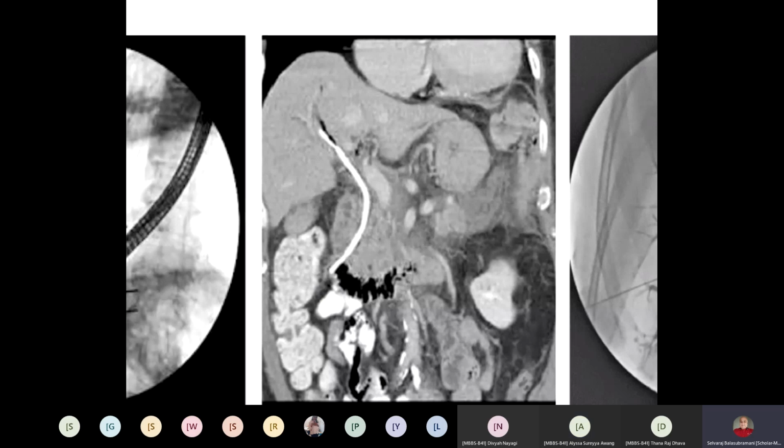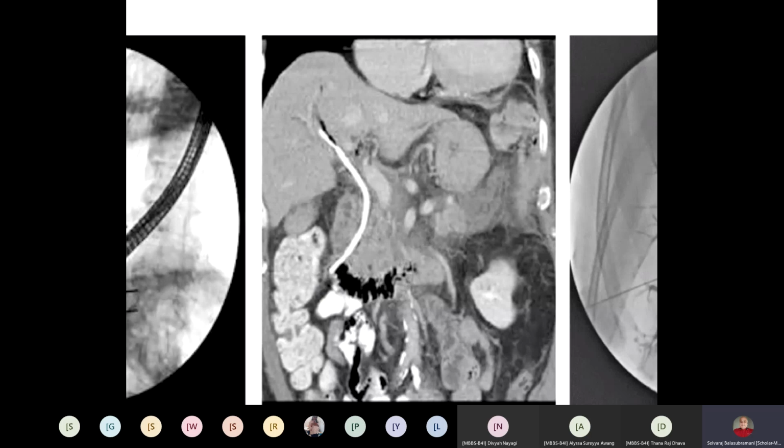Now I am showing you one picture. You have to answer only this picture. This is not PTBD. What is this? Nasobiliary drainage. Yeah, this is nasobiliary drainage. You have to put a stent inside. The end of that stent will come through the nose, and you will be draining the bile through the nose. That is called nasobiliary drainage.